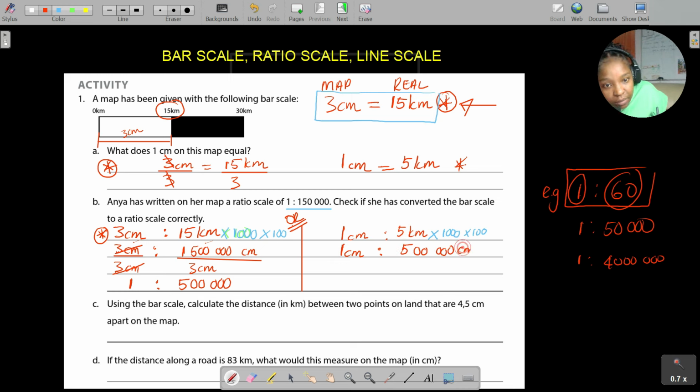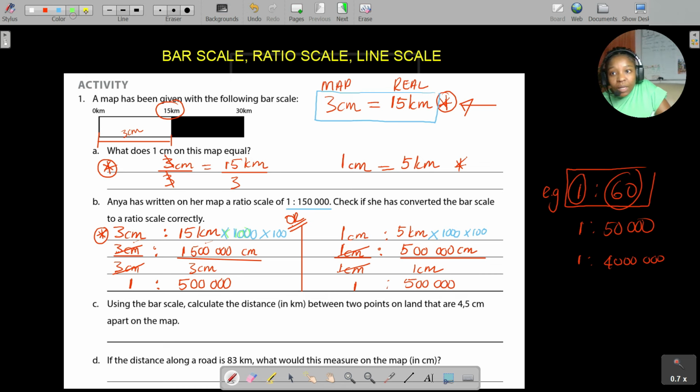500,000 centimeters. And remember, we need to take it a step further, because our ratio does not have any units. It doesn't have centimeters there, so we need to get rid of those centimeters. So what do you need to do? Just divide both sides by 1 centimeter. What you do on the left hand side, you also need to do on the right hand side. 1 centimeter divided by 1 centimeter is 1. Therefore our answer is 1 is to 500,000.